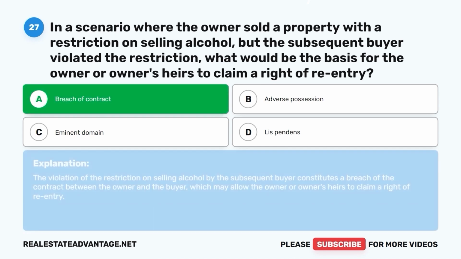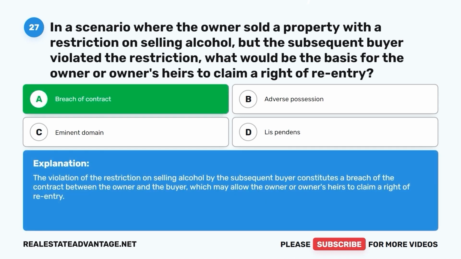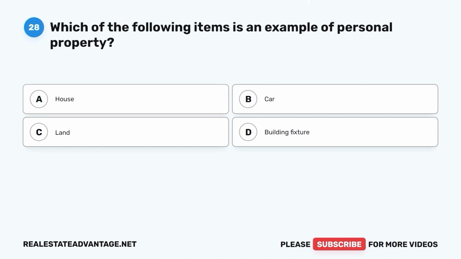Breach of contract. The violation of the restriction on selling alcohol by the subsequent buyer constitutes a breach of the contract between the owner and the buyer, which may allow the owner or owner's heirs to claim a right of re-entry.